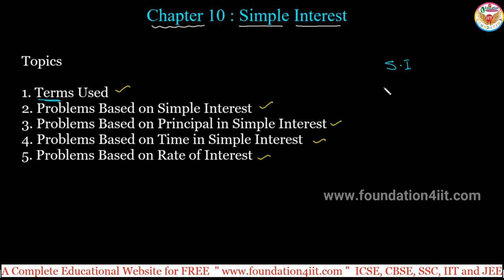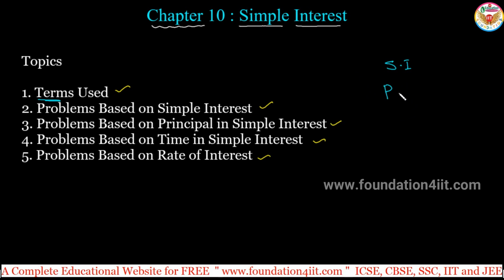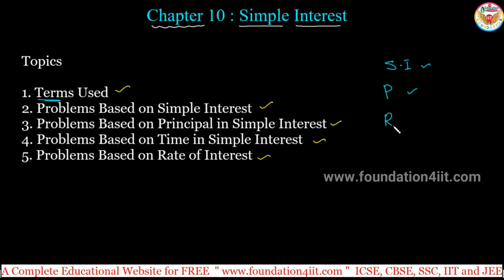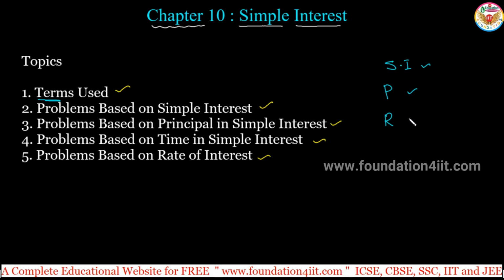Next one, principal, we'll denote with P. It is the sum which the lender gives to the borrower. These terms you already studied in previous classes, I am only explaining them again. R is rate of interest. It is the interest for a fixed period for every rupees 100, per annum. The rate of interest is given in percentage, like 10%, 20%, percent for every 100.